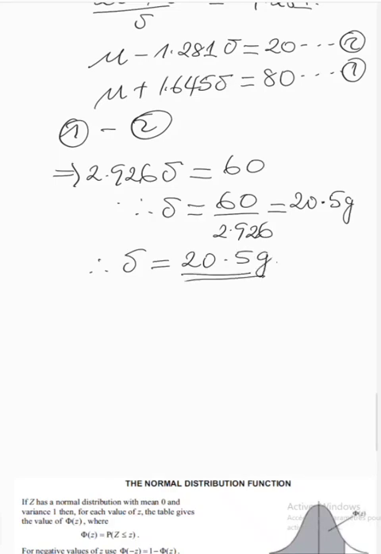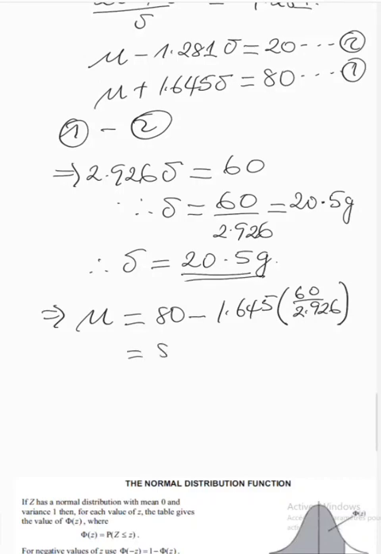Now substituting the exact value of this sigma in equation 1, we have that mu equals 80 minus 1.645 into the value of sigma, and we're going to take the exact value for accuracy reasons. So 60 all over 2.926. This will give 80 minus 33.732, which gives 46.3 grams to 1 decimal place. So that is the value of mu.